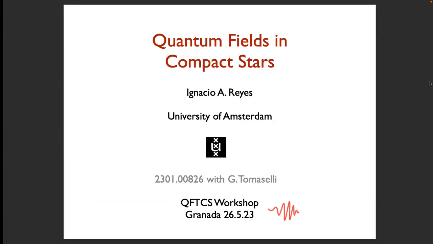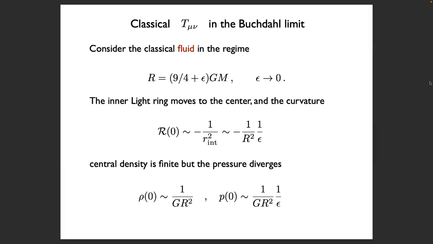What are the properties? So, before showing you the properties, we have this classical fluid. Now we have the quantum field theory stress tensor. How do they compare to each other? So let's look first at the fluid. I told you that the Buchdahl limit is when R is equal to 9/4 times M. So I'm going to parameterize the distance away from the Buchdahl limit with a dimensionless number epsilon, such that when epsilon goes to 0, we hit the Buchdahl limit.